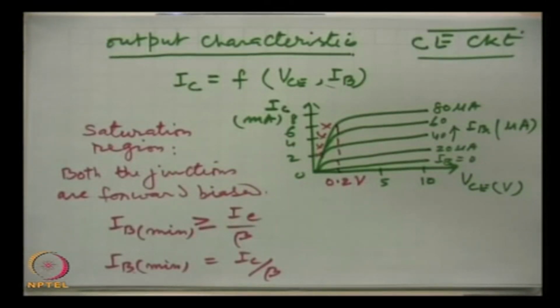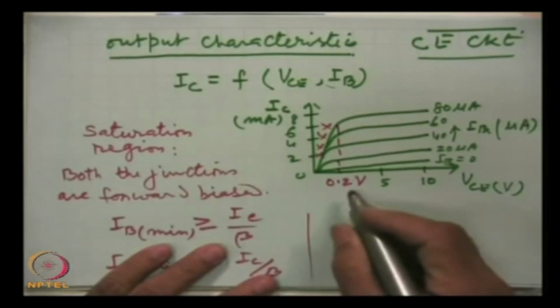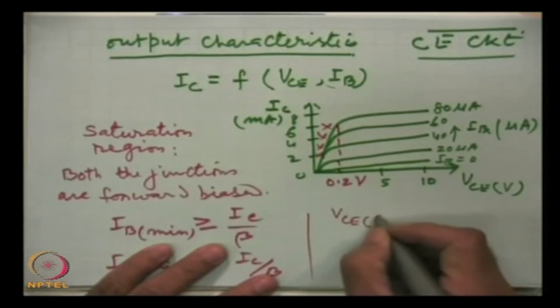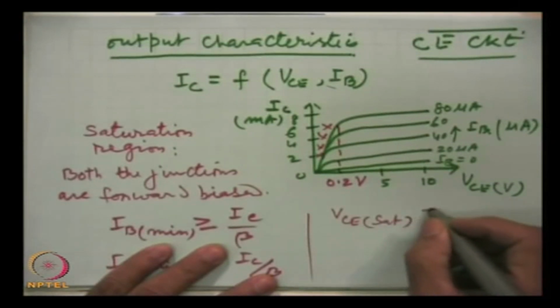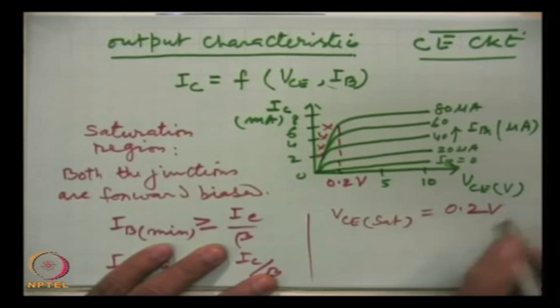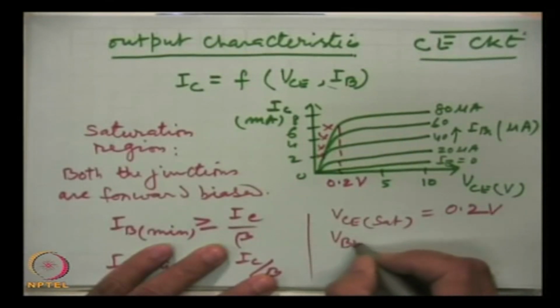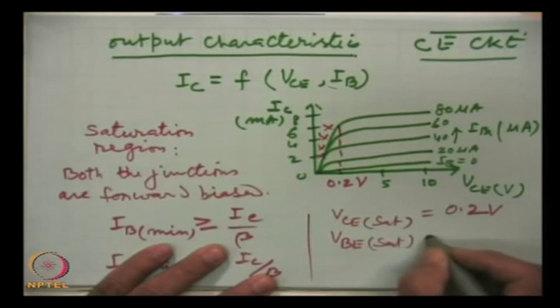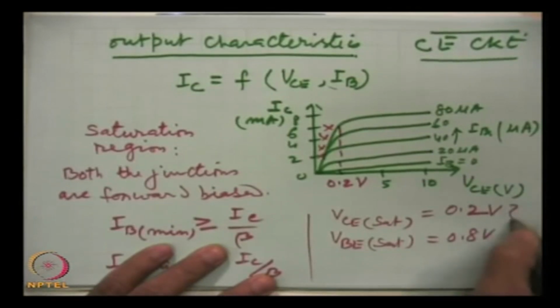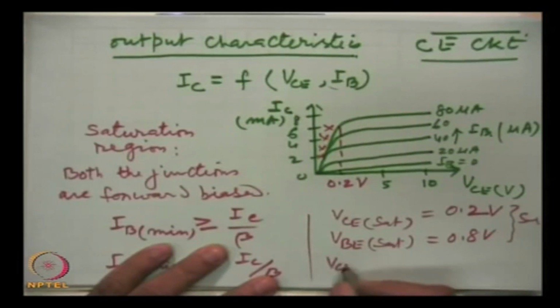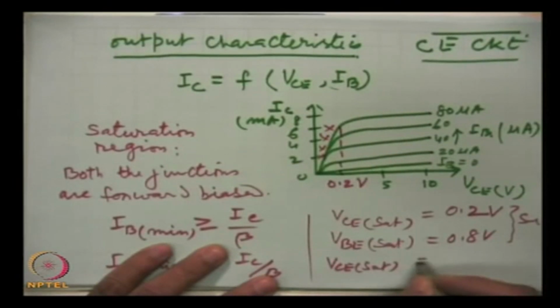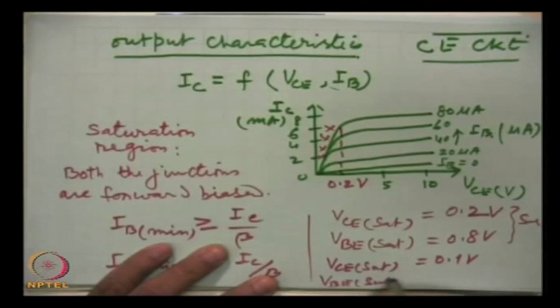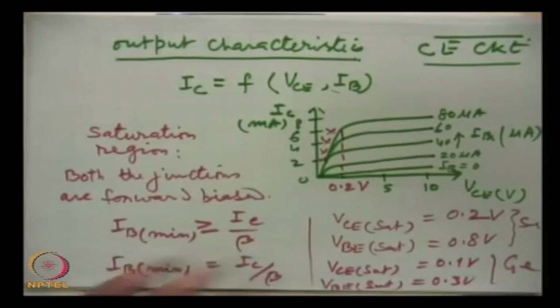saturation. And the values of saturated voltages, which are also important: VCE sat in saturation for a silicon device is 0.2 volts, and VBE in saturation is 0.8 volts. This is for a silicon device, and for germanium VCE sat is 0.1 volt and VBE sat is 0.3 volts. This is for a germanium transistor.